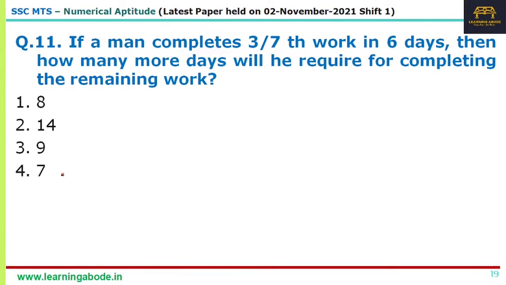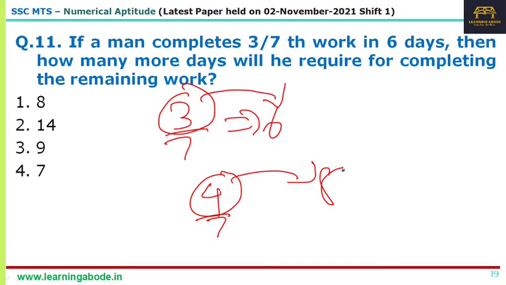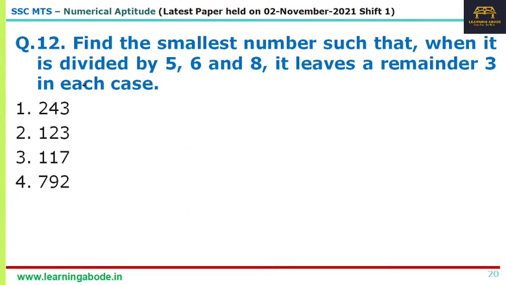Now question number 11. If a man completes 3/7 of a work in 6 days, then the remaining work will be completed in how many days? Very simple question. If 3/7 is equal to 6, what is remaining? 4/7. So if 3 parts of work he will do in 6 days, then 4 parts of work he will do in 8 days. 3 into 2 is 6, so 4 into 2 is 8, as the denominator is the same. These are questions where you should not take any time, right? So answer option 1, 8, mark it and move on to the next question.